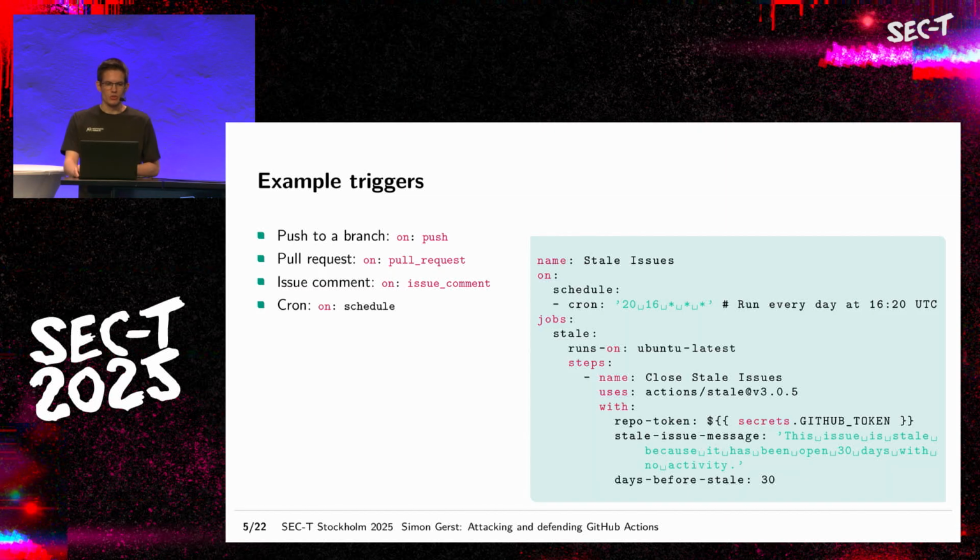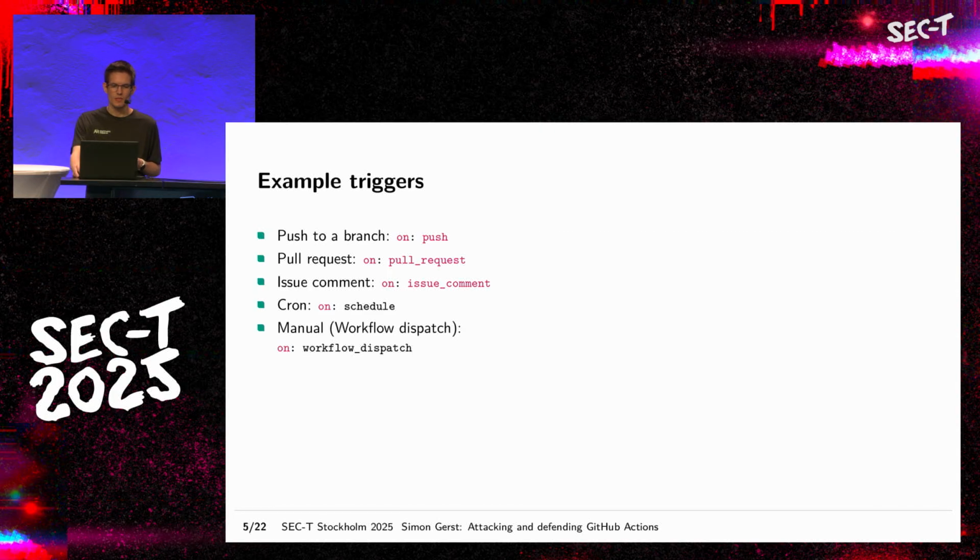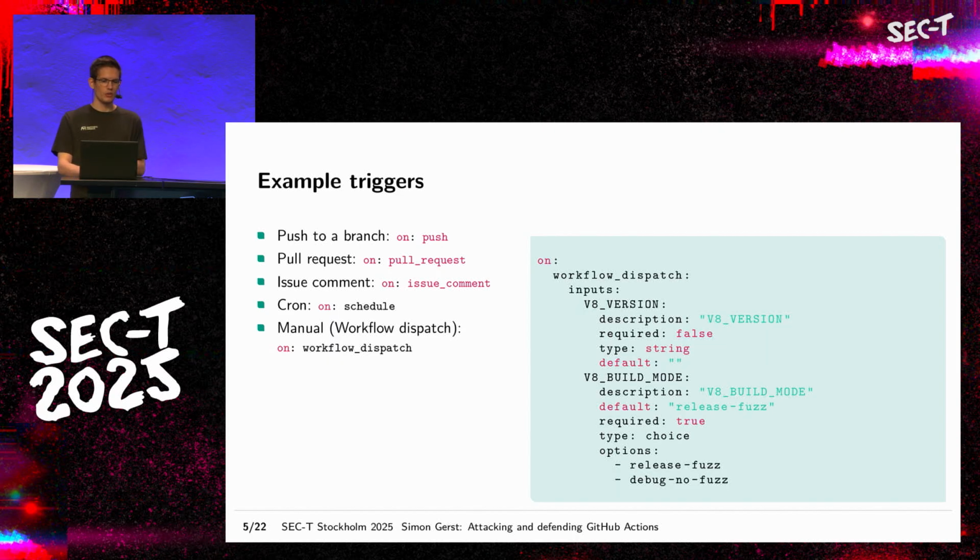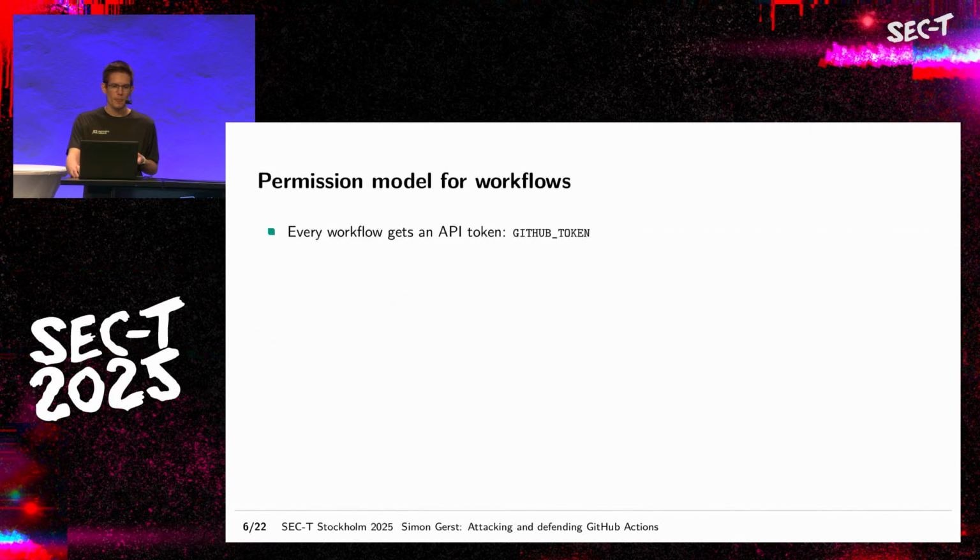Or you can also use a cron job. For example, if you want to close stale issues. Or manually, workflow dispatch, which is a bit more involved. You can define custom inputs. You can define whether they are required, the type. So for example, if you have a workflow which builds the V8 JavaScript engine, you could go onto the GitHub UI, say trigger a new workflow, and then you can specify manually the version you want to build, and for example, the special build mode you want to use.